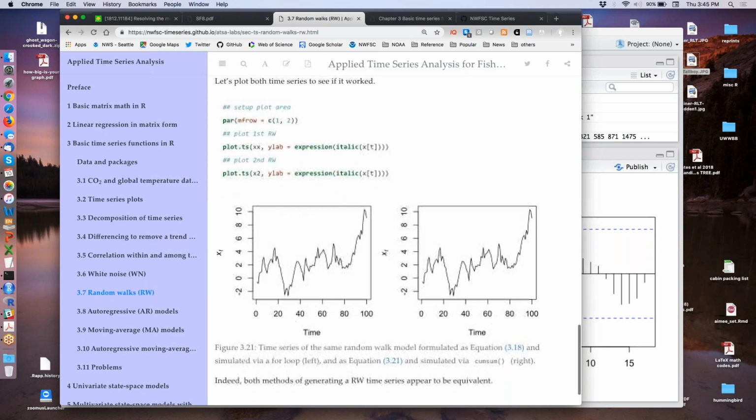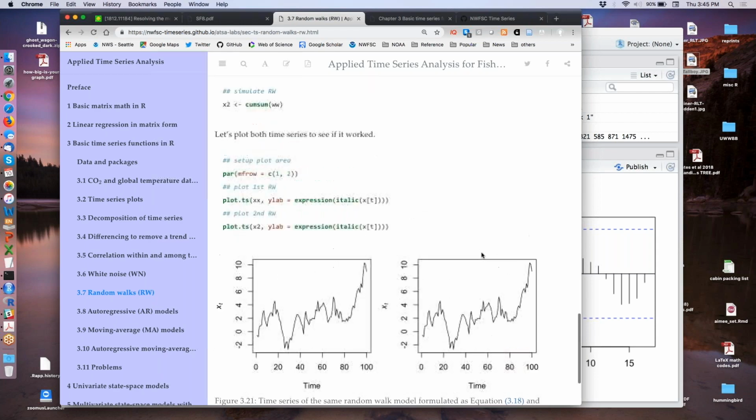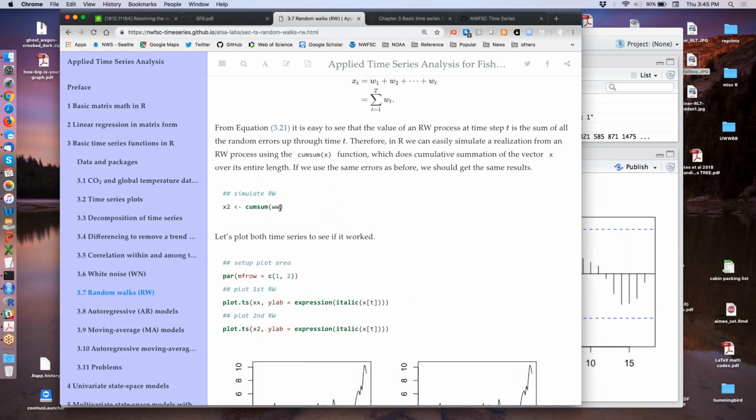This is the one we simulated before. Here's the new one, and they're exactly the same using either one of those formulations. So sometimes you may see someone using the cumsum argument here, and people wonder what the heck is that? But it's just a real easy shorthand way to write a random walk model.